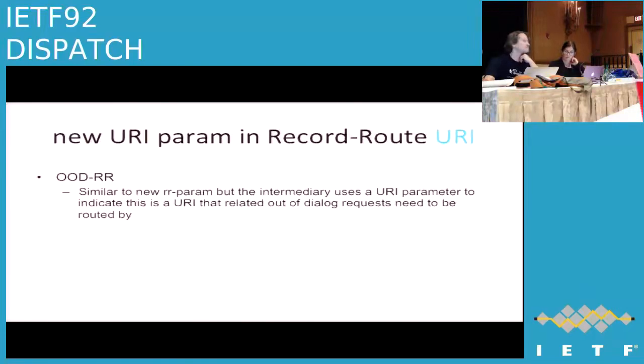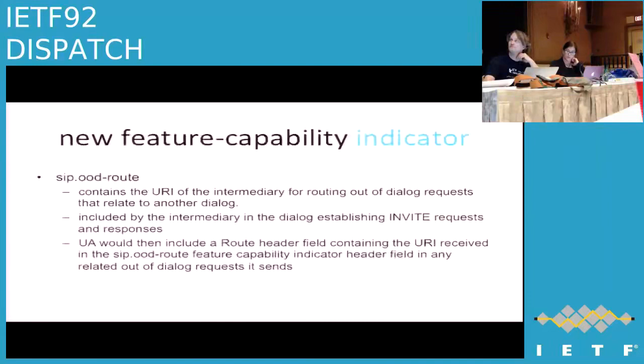Another alternative, a new feature capability indicator. So the suggestion here is SIP.OOD route. It contains the URI of the intermediary for routing out of dialog requests that relate to another dialog. This OOD route feature capability indicator will be included by the intermediary in the dialog establishing INVITE requests and responses, and the UA would then use that URI in the route header fields for any out-of-dialog requests that it sends that are related to the dialog, so that they reach the intermediary.